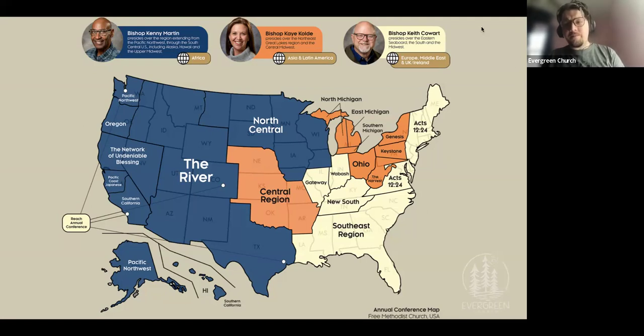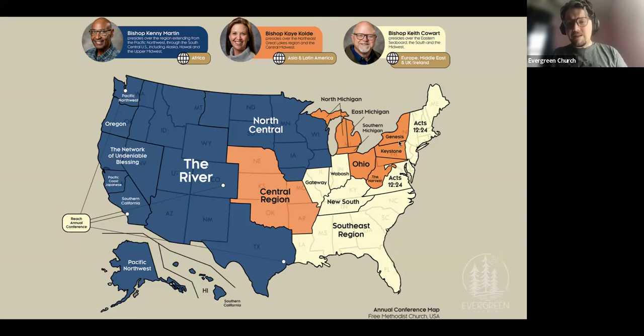And then we have a lot of work happening globally that's under the oversight of Free Methodist Church USA. Each of the bishops has a global region that they also provide leadership and oversight to. You'll see Bishop Kenny is Africa, Bishop Kay is Asia and Latin America, and then Bishop Keith is Europe, the Middle East, and UK and Ireland. So these are the regions.